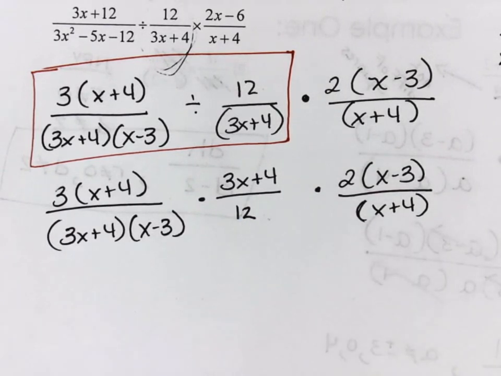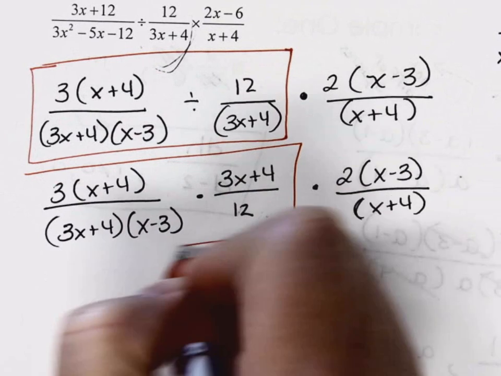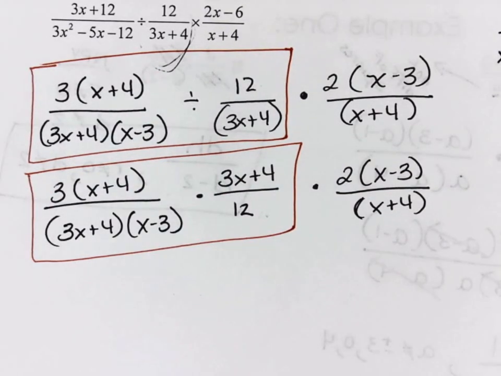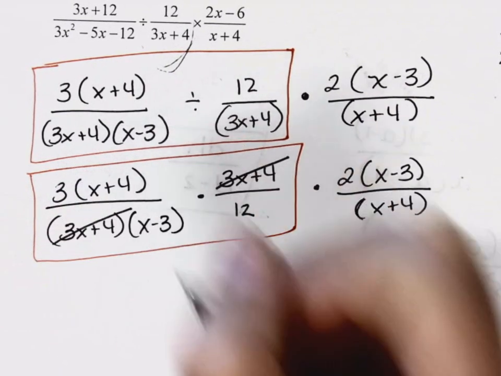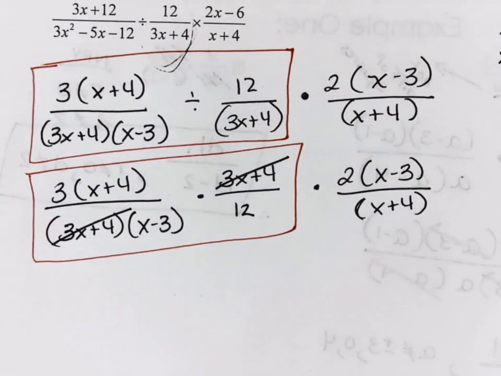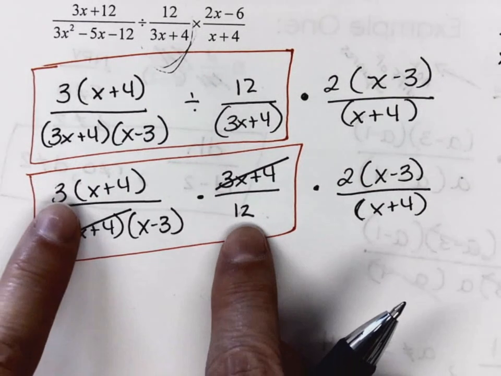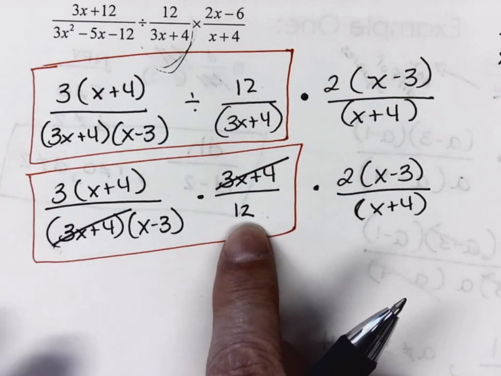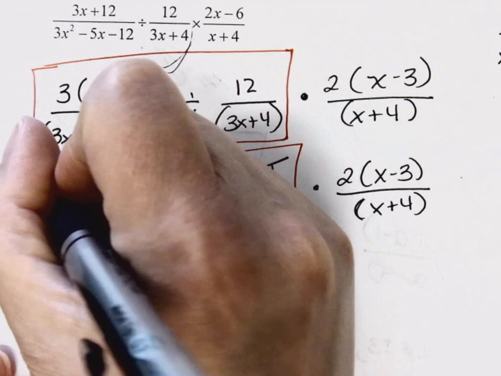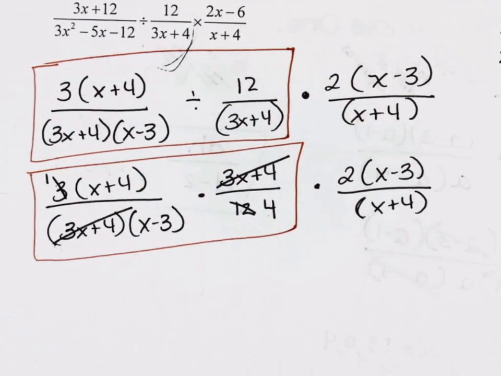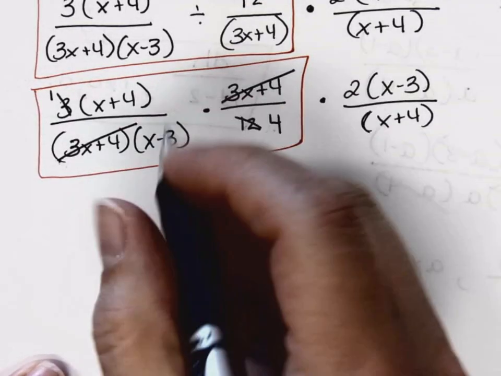Okay, now you're just going to look at these 2. What are you going to do? 3x plus 4, 3x plus 4. Gone. What else can I do? Can I reduce 3 and 12? Can I reduce this fraction? What's it going to be? 4. So 1, and then 4 is going to stay on the bottom. Everybody good with that? Okay.